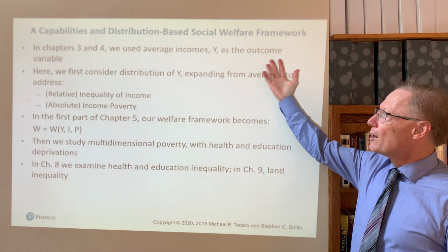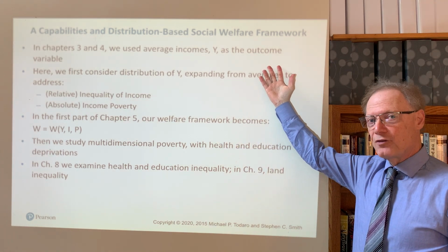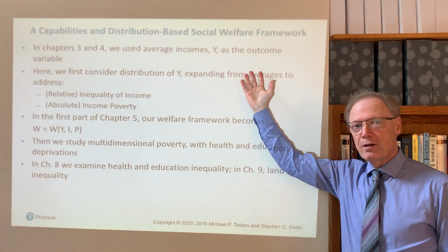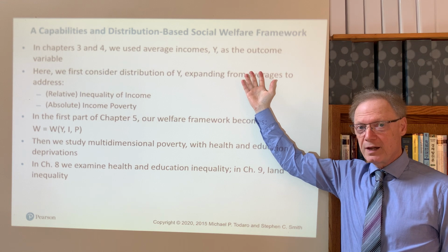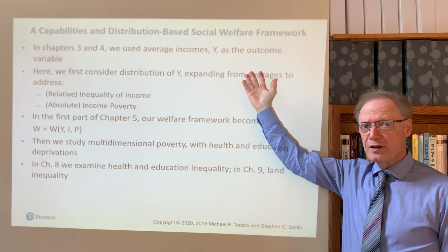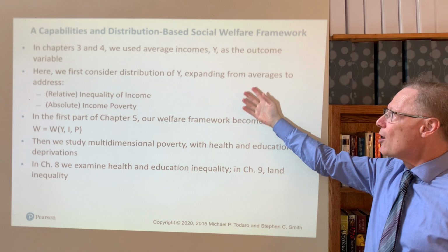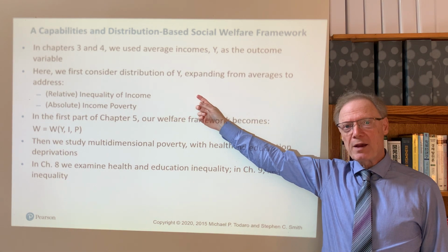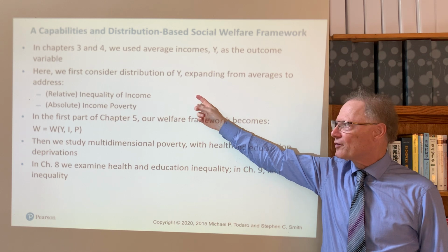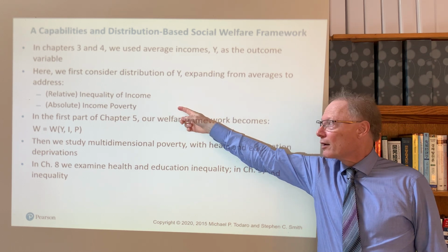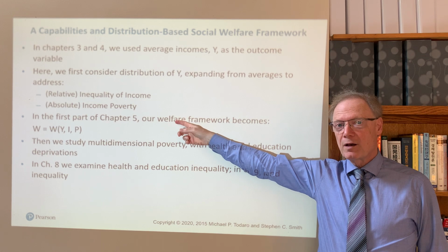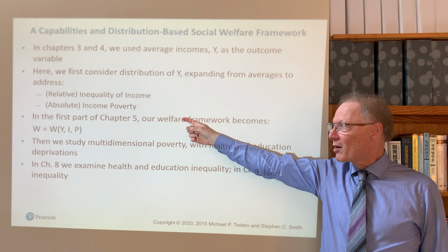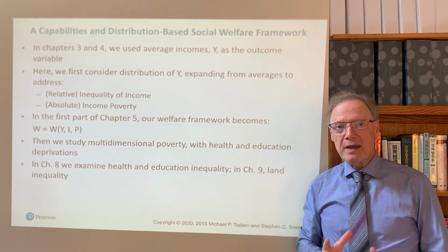So we've begun then in our last couple of chapters thinking about average income as the outcome variable in the development process of interest. But again, distribution is important also. And in this chapter, we're going to expand our idea about development, even measured as income, from averages to consider relative inequality of income and absolute income poverty. These two things, relative inequality and absolute poverty, are very fundamentally different.